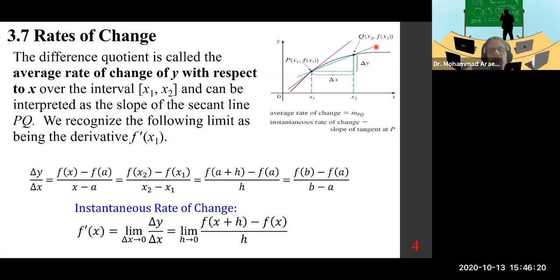And then the instantaneous rate of change represents the slope of a tangent line, the red line. That's the idea.